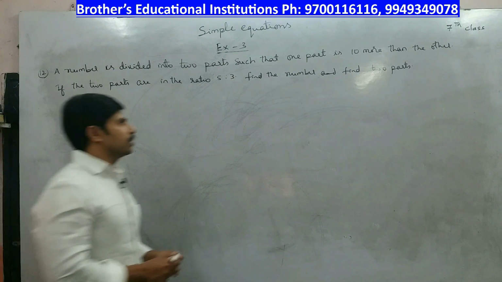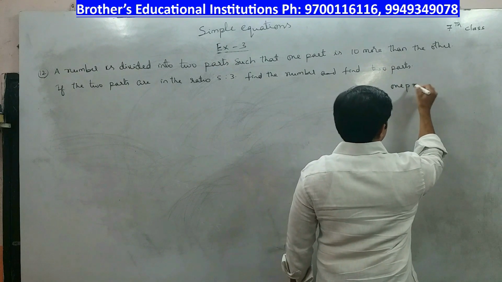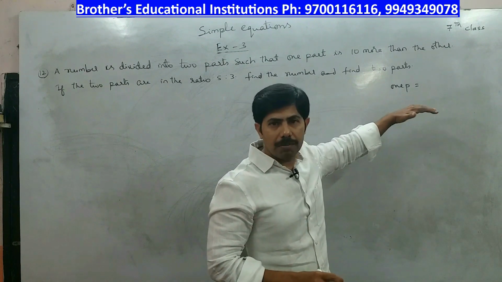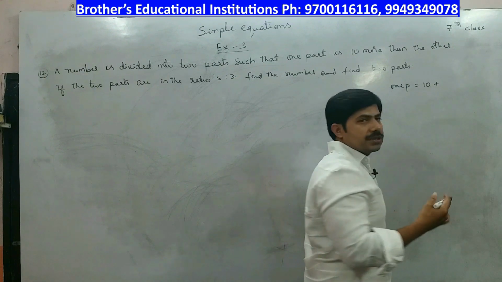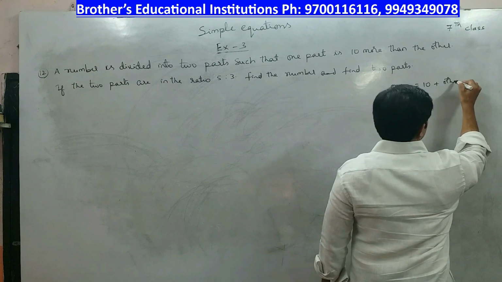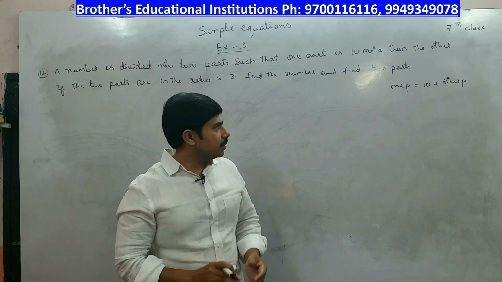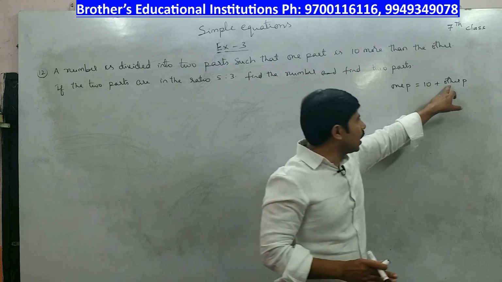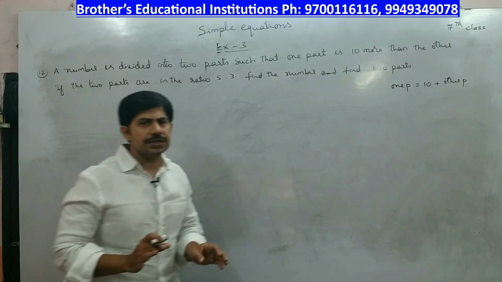So first we'll write here: one part is, see, one part is equal to, 10 more means plus, one part is 10 more than the other part. Okay, so generally what we do is the term which we wrote on RHS we assume as x. So here on RHS we have the other part, so that other part I will assume as x. Always take the RHS as x.